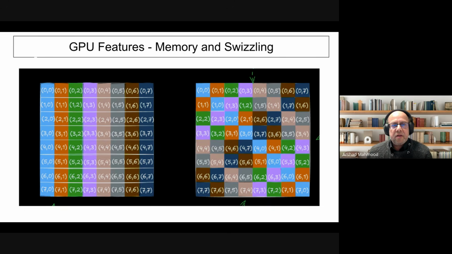So swizzling is super important. The performance difference is quite literally 10x, because on the left, everything is going to be done sequentially, whereas on the right, everything can be done in parallel. And this is a massive improvement in performance.